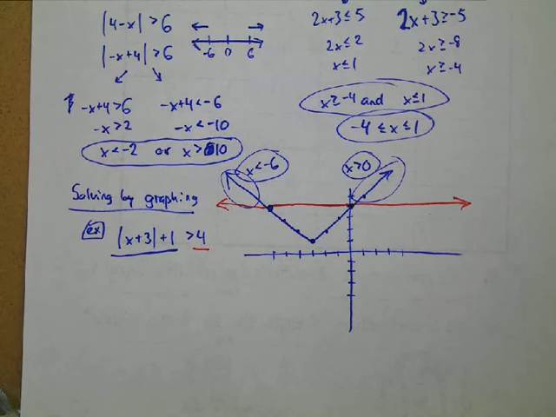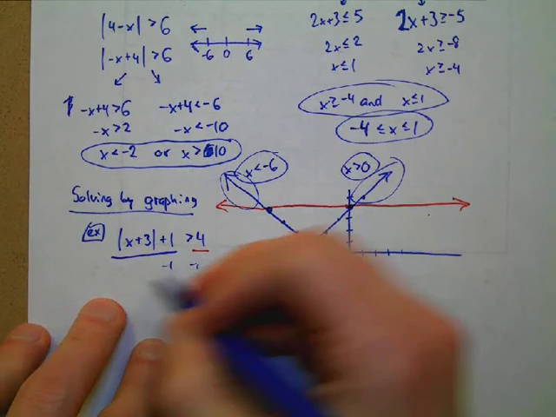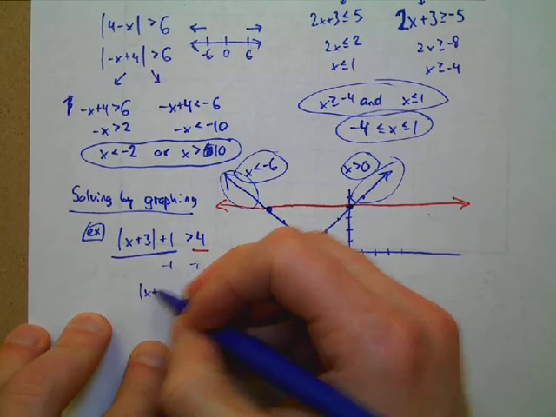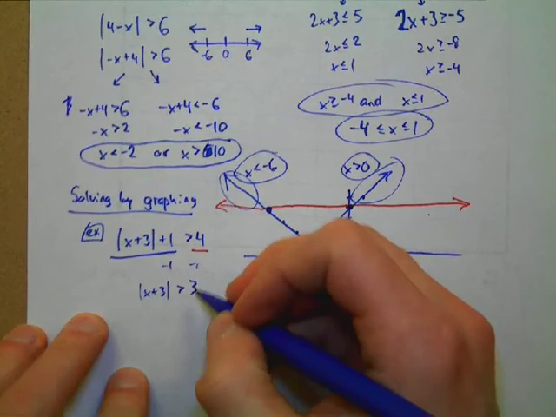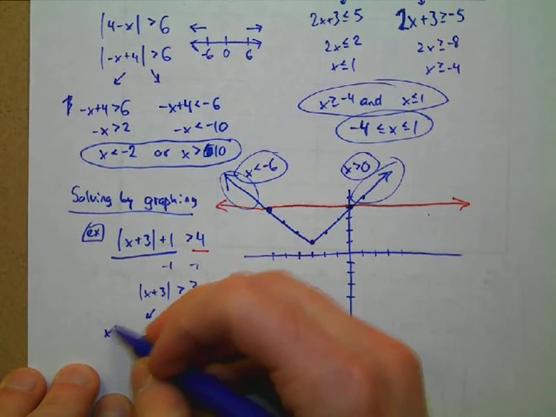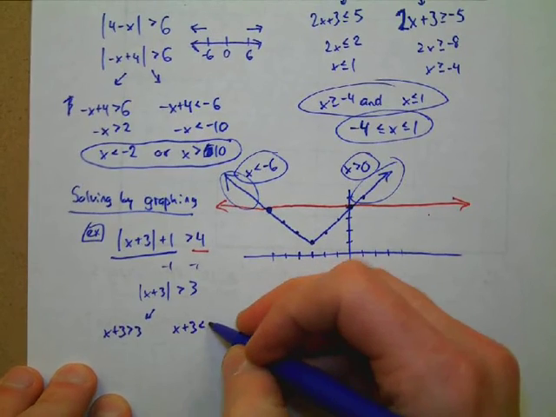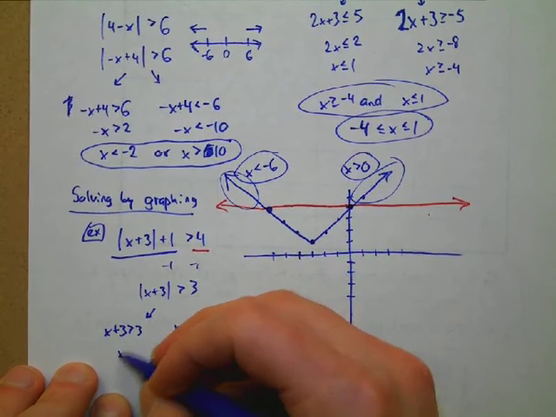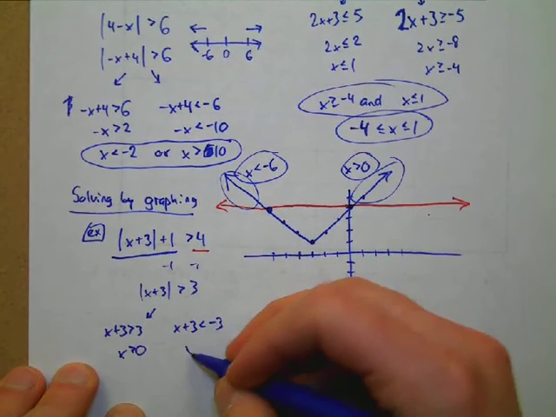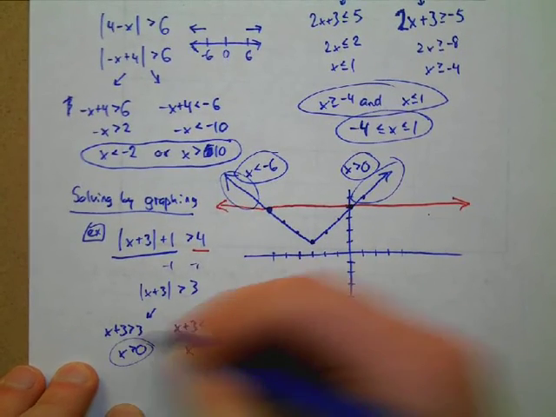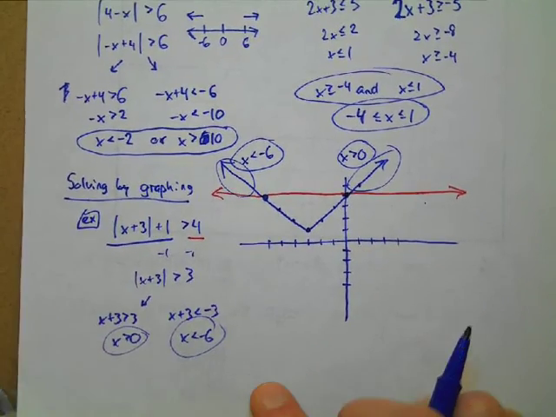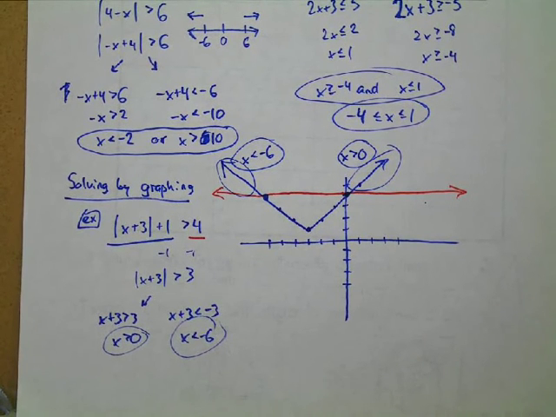And of course, if you solve this by hand, right? If we subtract 1 on both sides, you get absolute value of x plus 3 is greater than 3. Break it into two inequalities. x plus 3 is greater than 3, and x plus 3 is less than negative 3. Then you solve: x is greater than 0, and x is less than negative 6. So it works with the solving too, of course. It should work with solving as well. But there it is. You get the same answer.